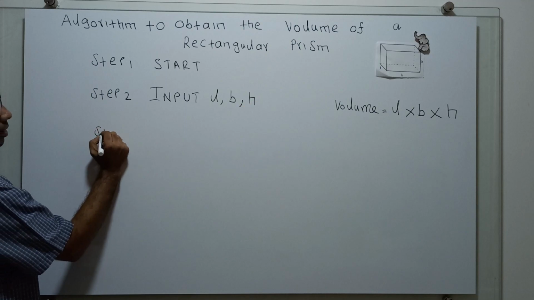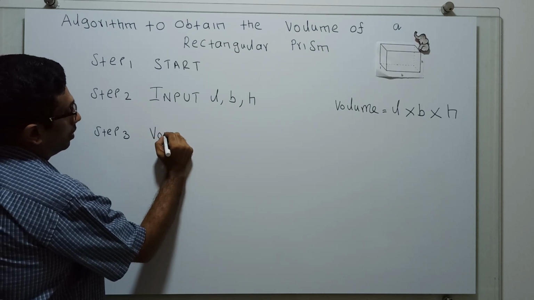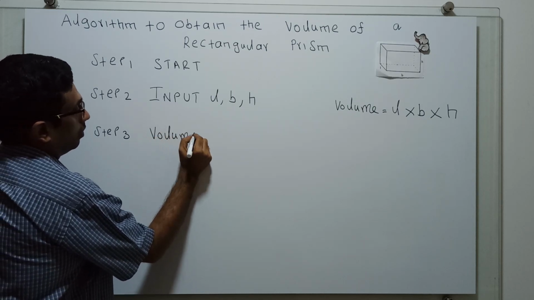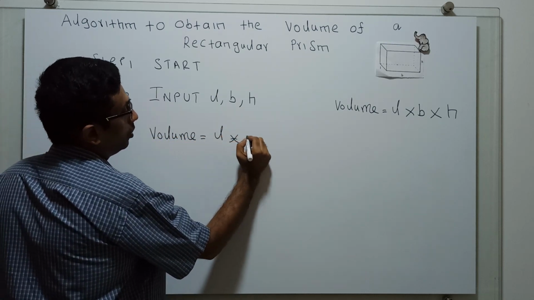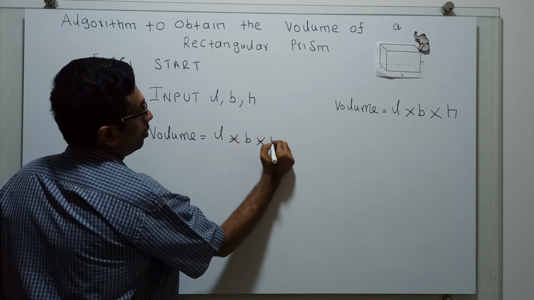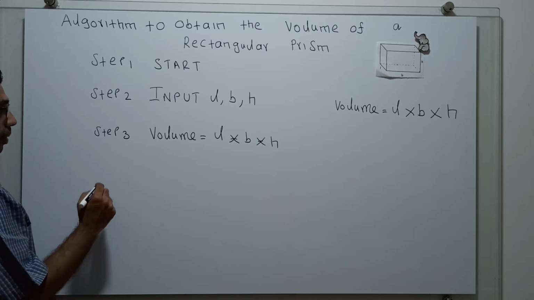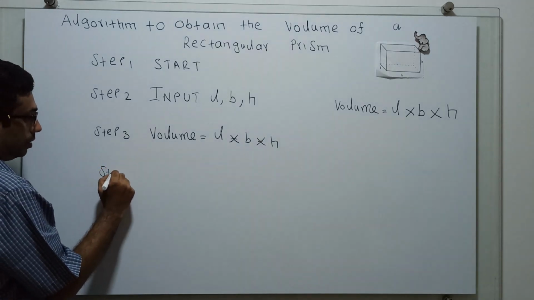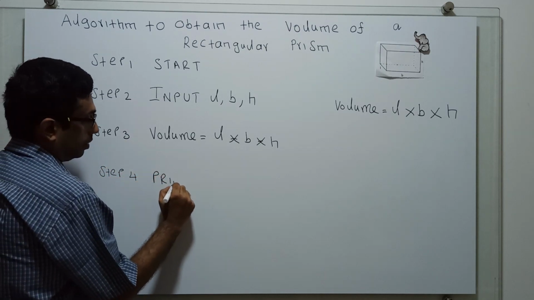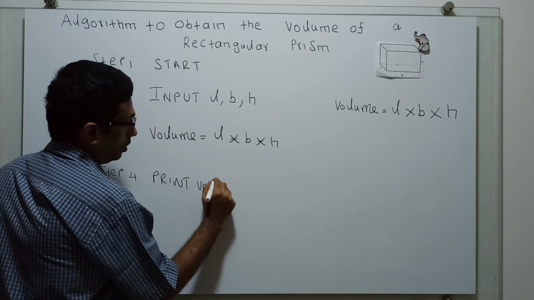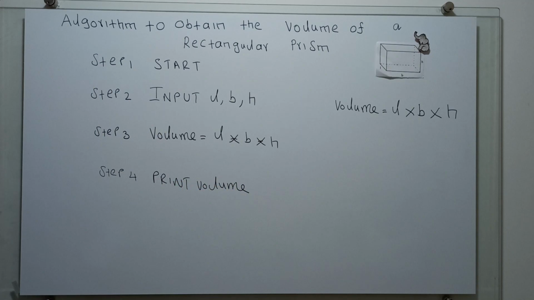Next, I am calculating the volume. Volume equals length into breadth into height. Now we have calculated the volume. Next, I am going to print the result. Print volume. So this is the algorithm to calculate the volume of the rectangular prism.